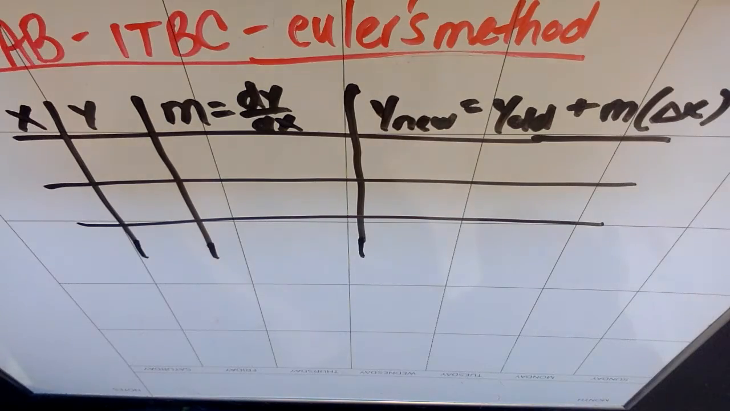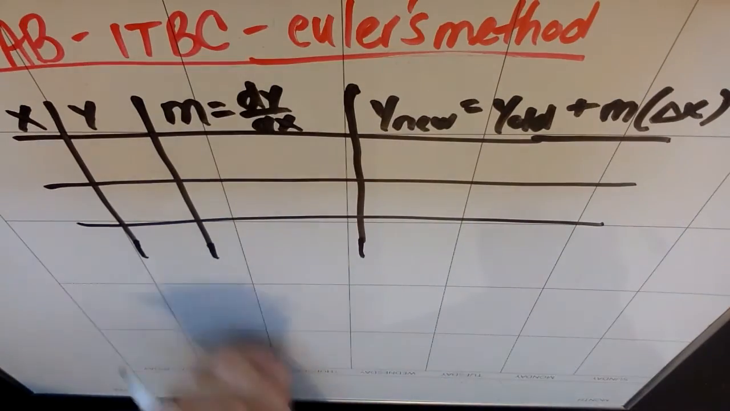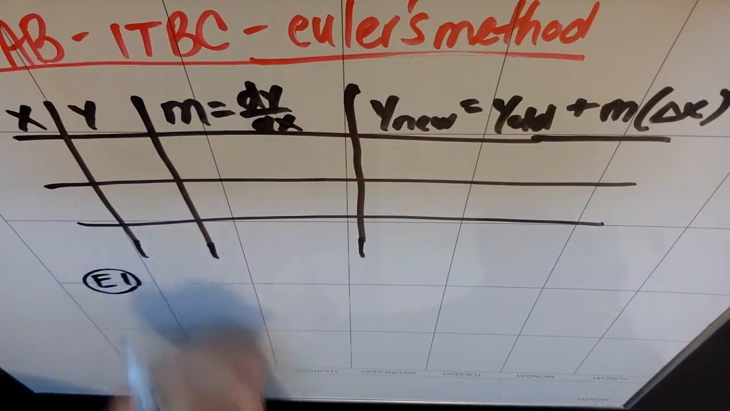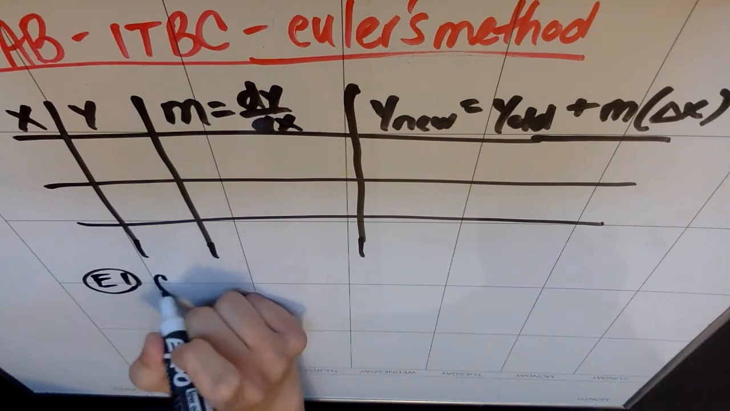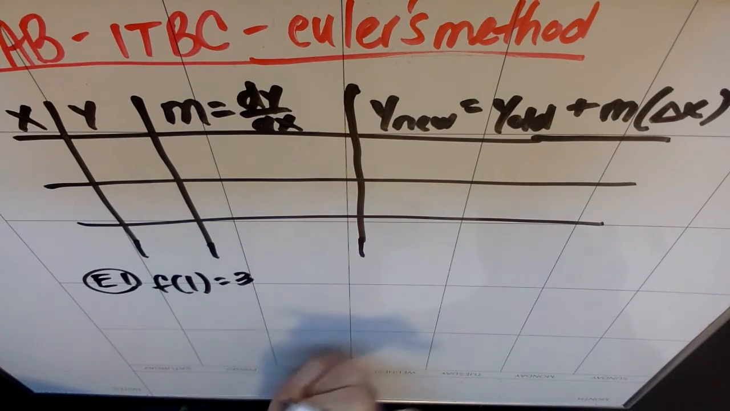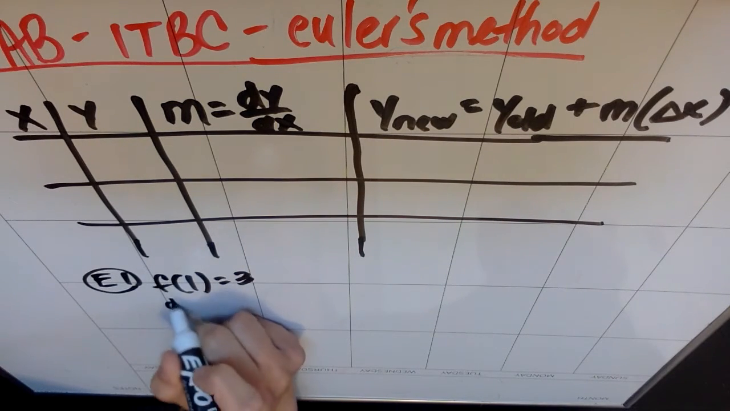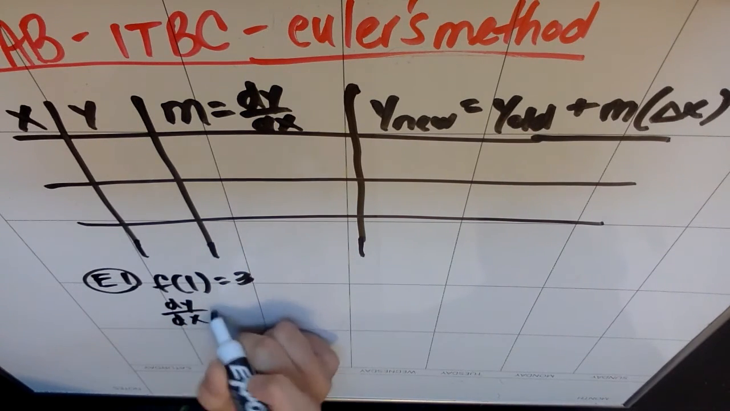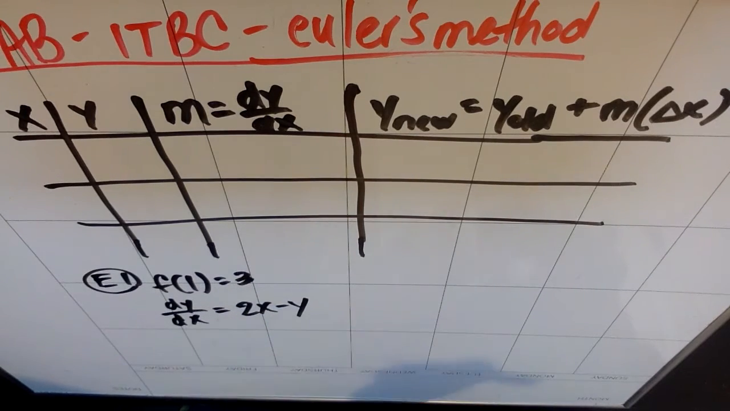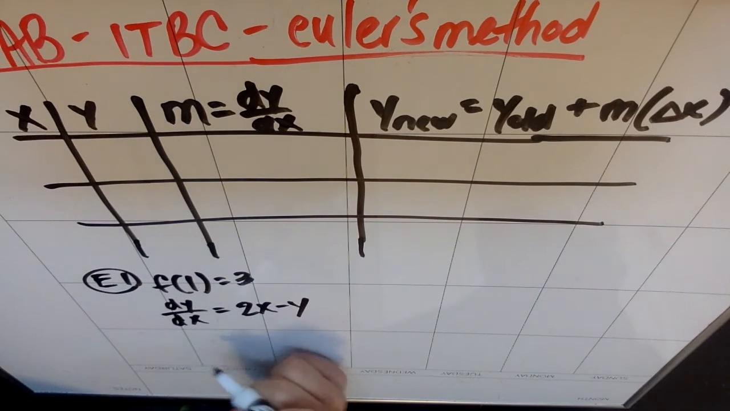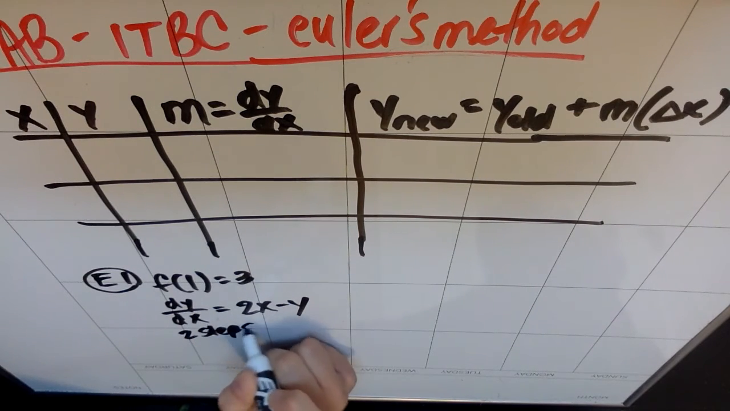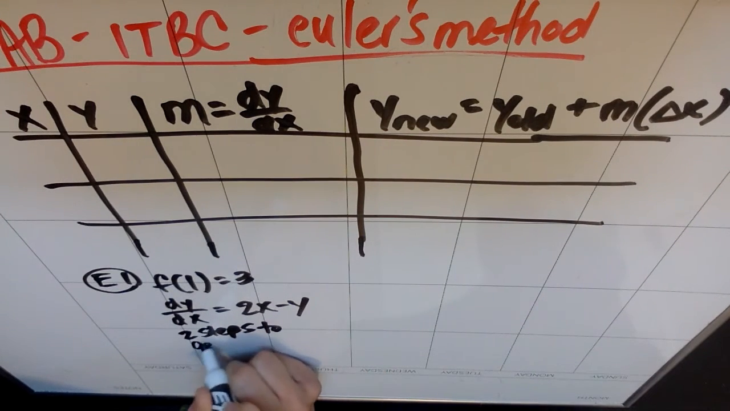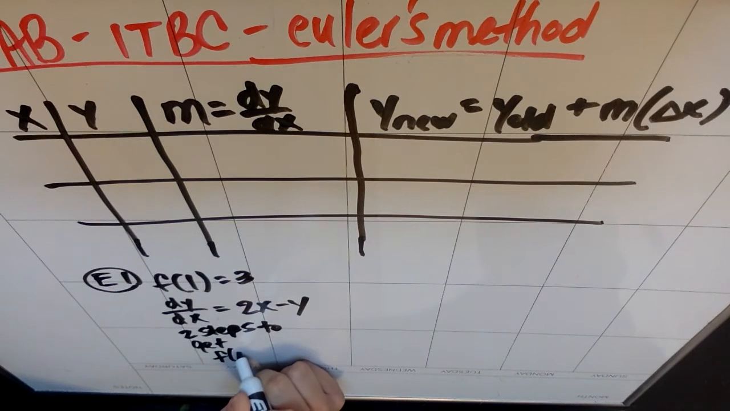So let's go ahead and walk through an Euler's question. We're going to go ahead and do example 1. So in example 1, we're given that the starting point is f of 1 is 3. We are given that dy/dx is 2x minus y. And we are asked to use 2 steps to get the approximate value for f of 2.